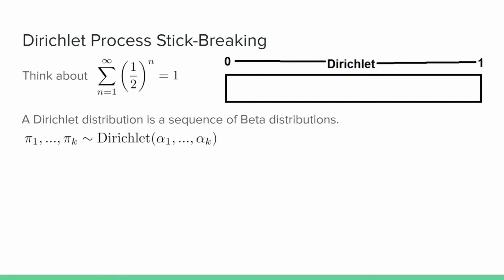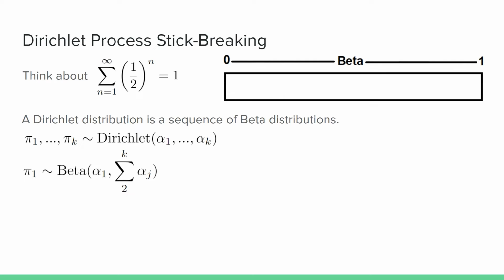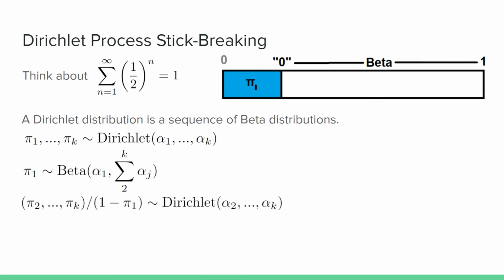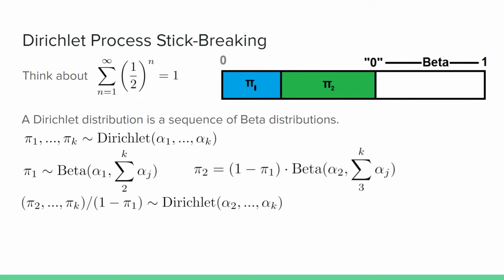So think of a Dirichlet as a sequence of breaks, which are our betas. The first break is getting pi 1, using a beta with the first parameter and the sum of all the remaining parameters. Then, the remaining pi's are Dirichlet distributed over the remaining portion, which is 1 minus that pi 1 piece we discarded. We can repeat the stick breaking by saying pi 2 is beta distributed across this region 1 minus pi 1.